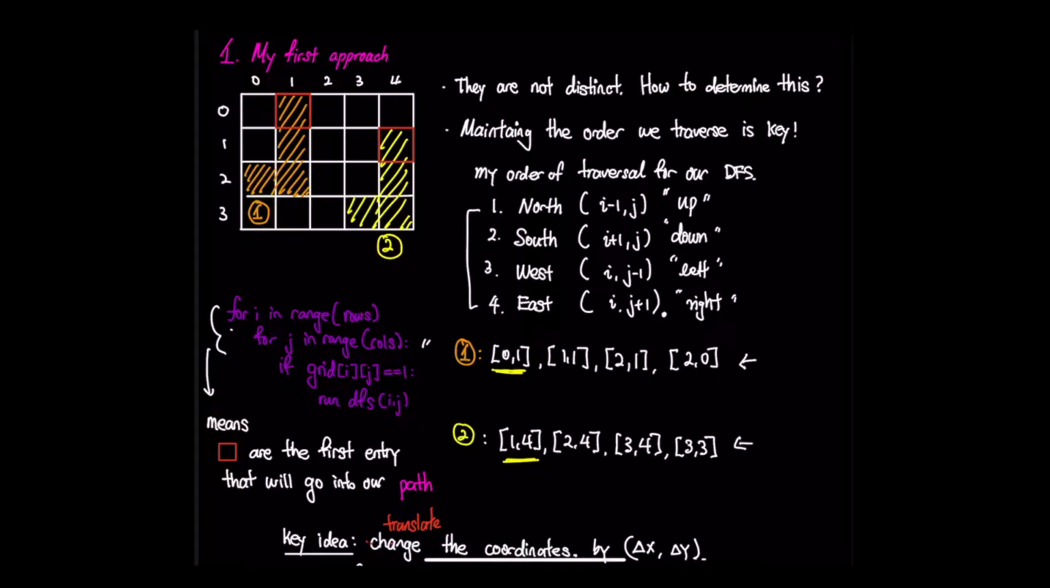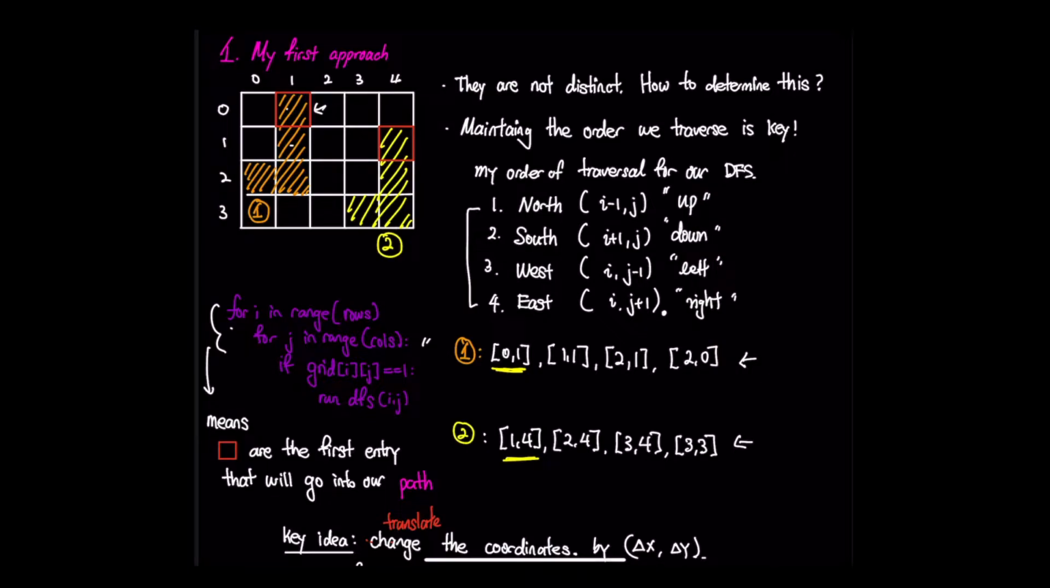Well, when you run DFS on this guy, this is my order of traversal for my DFS, because in DFS we have to look at the 4 adjacent neighbors. So when you hit this 0, 1, the next guy will be 1, 1, and then the next guy will be 2, 1, and then the next guy will be 2, 0. That's how I got these coordinates. Actually, in my DFS here, I should also have empty arrays to store all these coordinates, and we will return it and set it equal to path. Okay, so that's what's going on here.